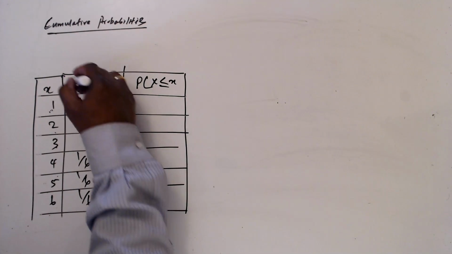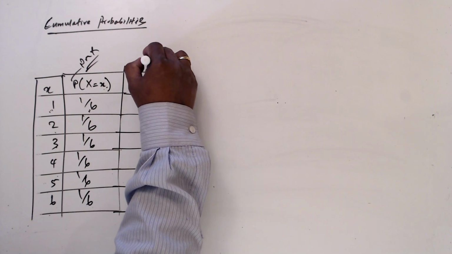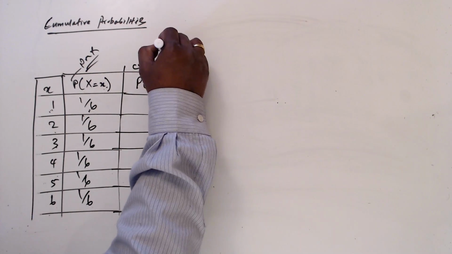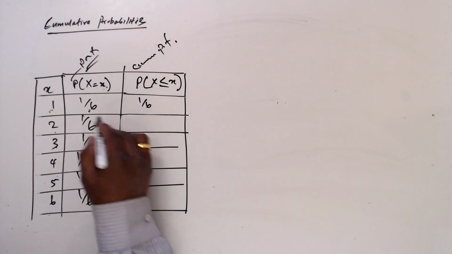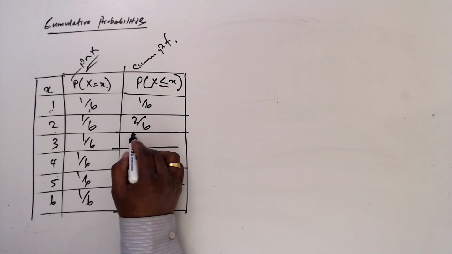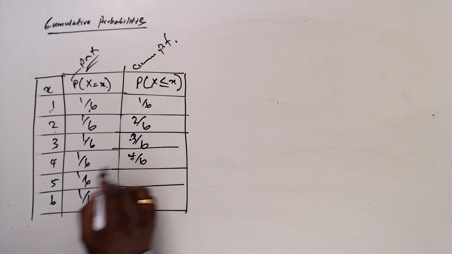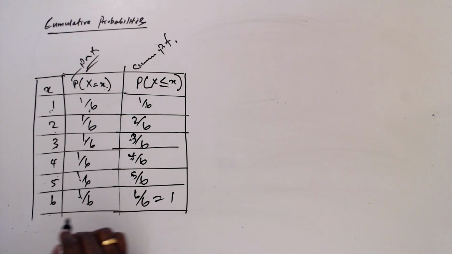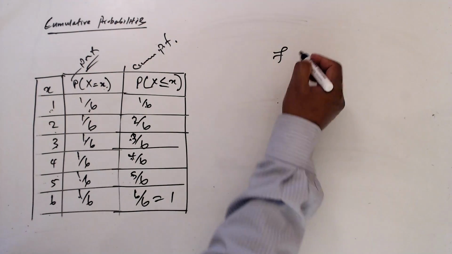This is from the PMF, probability mass function, and this is the cumulative probability function. So simply this is 1 over 6, then 1 over 6 plus 1 over 6, 2 over 6, plus 1 over 6, 3 over 6, plus 1 over 6, 4 over 6, plus 1 over 6, 5 over 6, and then 6 over 6 equals 1.